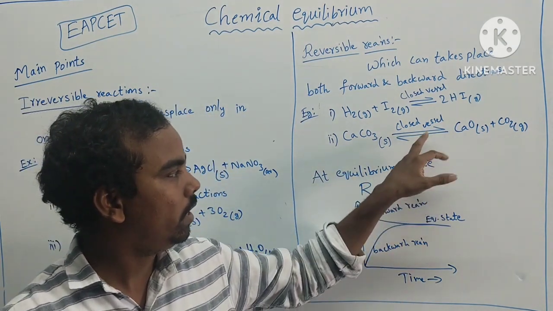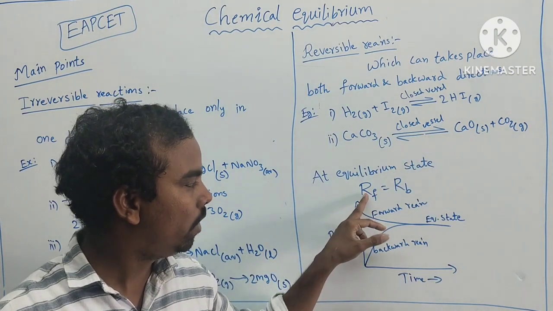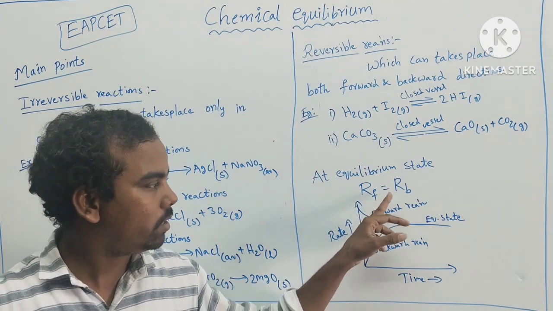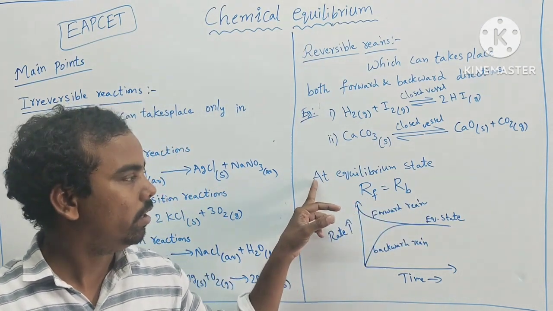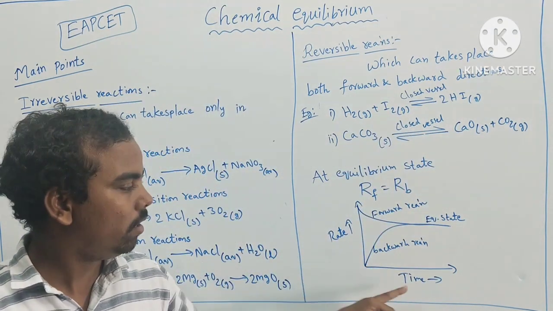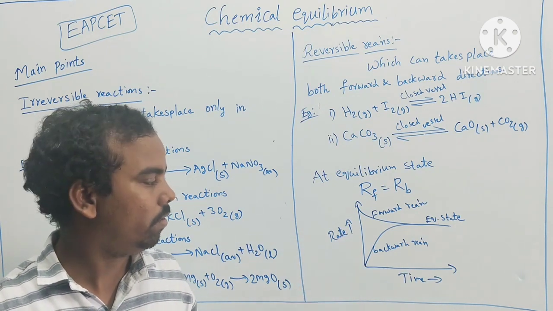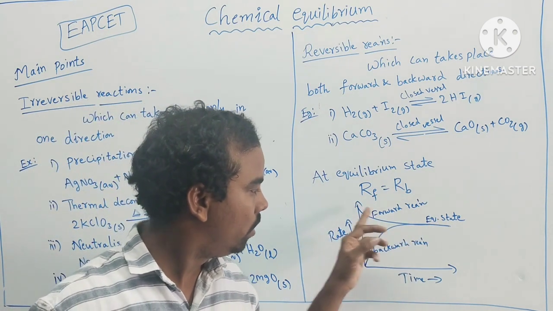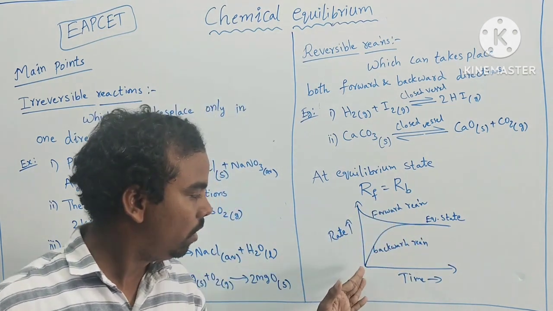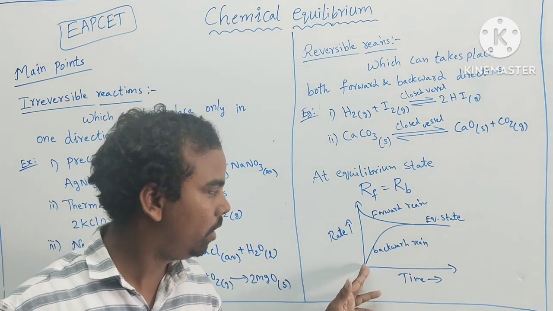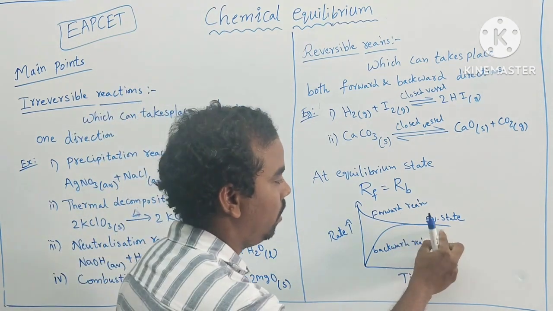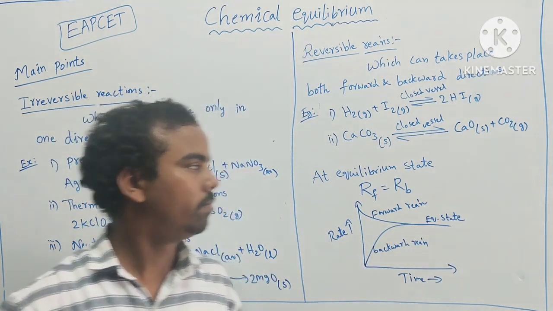At equilibrium state, the rate of forward reaction is equal to the rate of backward reaction. Main points only I will tell. Reactants and products are in equilibrium. Now the rate versus time graph. First the reactants' concentration is high; after some time the reactants' concentration decreases. The products' concentration is 0; after some time it increases. Both reach equilibrium. That state is called the equilibrium state. Okay, note this.